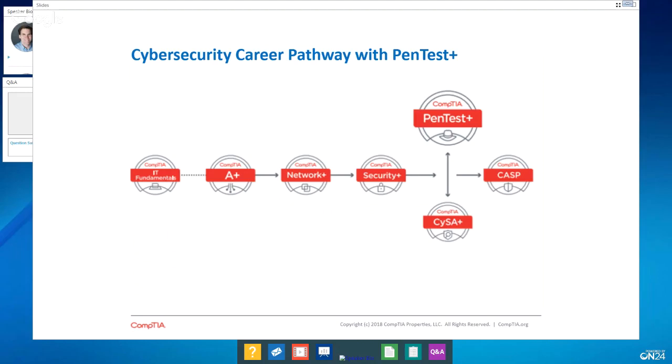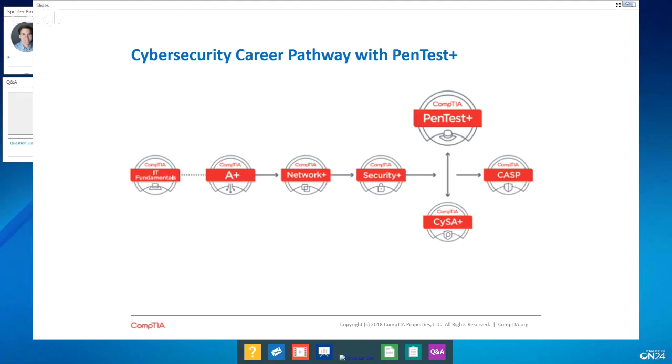So if you were working at a help desk, say for 6 months, and we were to take a snapshot of what you can do at that moment, the skills that you have, the knowledge, skills, and abilities, those will be represented in the skills you learn in A+.